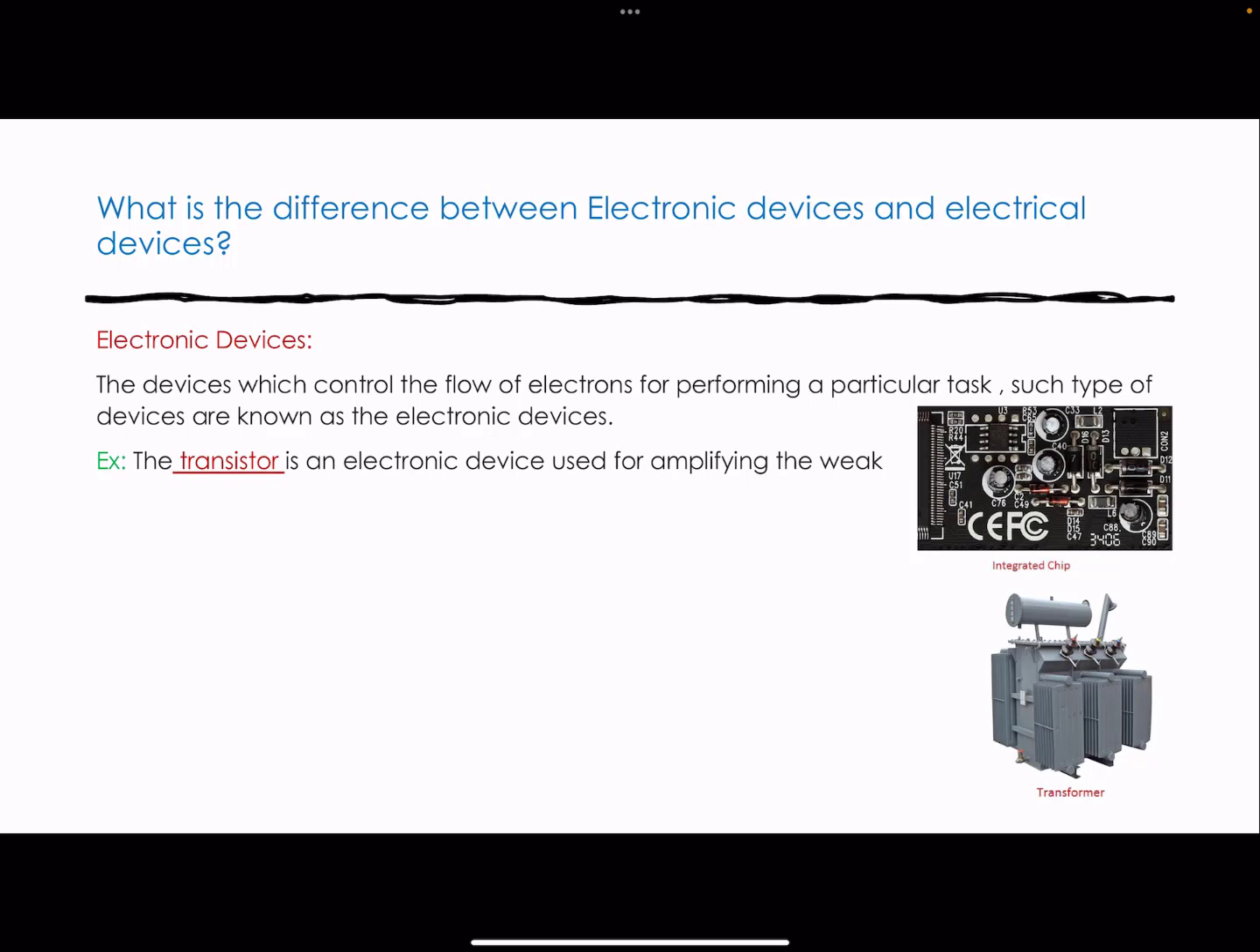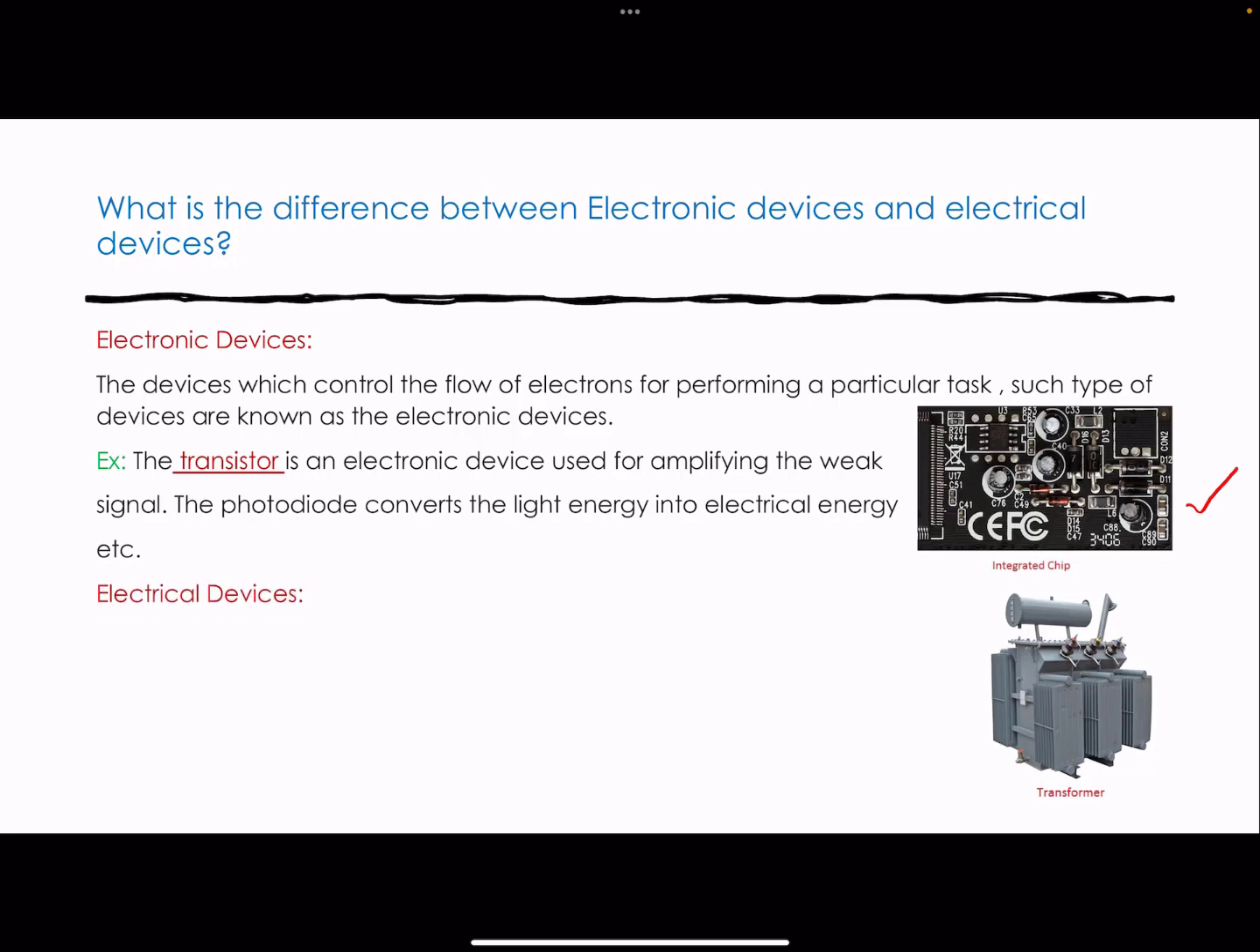Now let us see some of the examples of these electronic devices. The transistor is an electronic device which is used for amplifying the weak signal, whereas the photodiode is another type of electronic device which is used for converting the light energy into the electrical energy. So if you see here, this is an integrated chip in which it consists of these type of electronic devices.